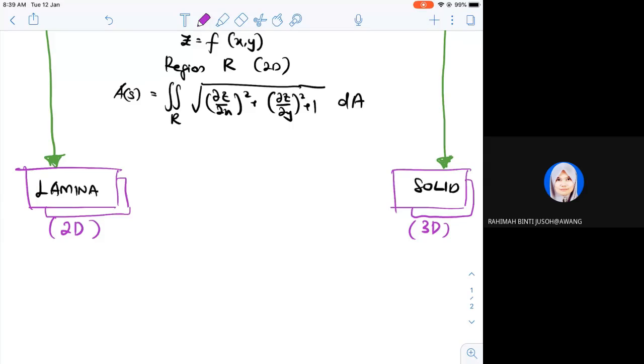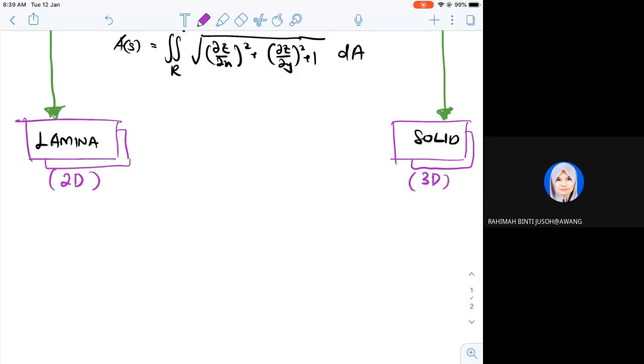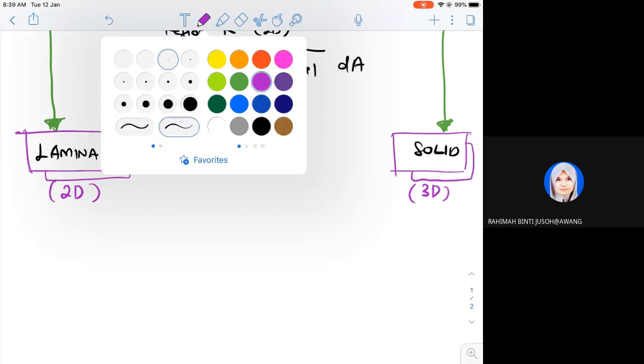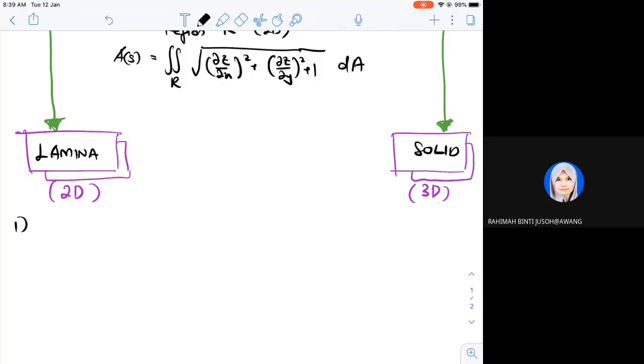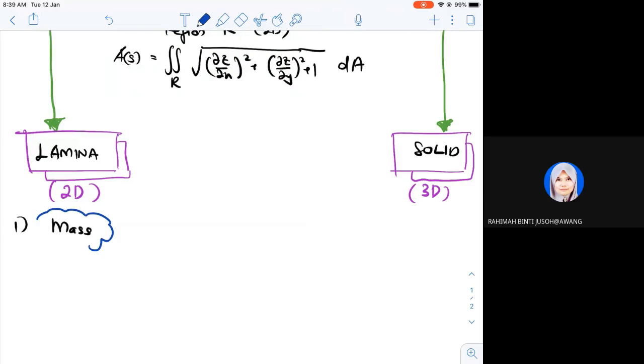Okay, and then solid, of course, everything solid, cylinder, paraboloid, those are all solids in 3D. Okay, so now the first application, number 1, we have mass. Okay, so of course I will do both, mass in 2D and then mass in 3D.